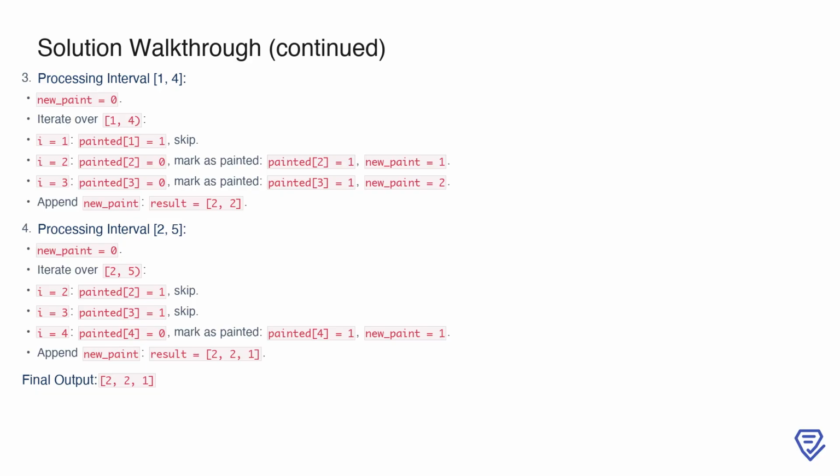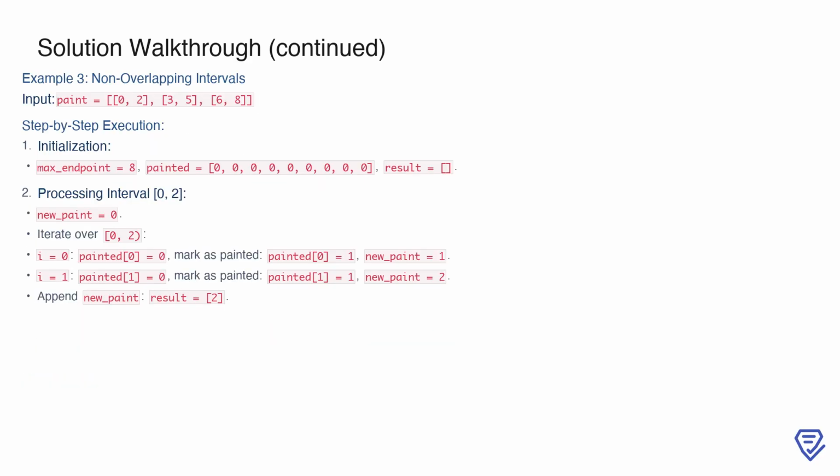Finally, for the third interval, 2, 5, we iterate over indices 2, 3, and 4. Indices 2 and 3 are already painted, so we skip them. Index 4 is unpainted, so we mark it as painted and increment new_paint to 1. After appending new_paint to result, the final output for this example is 2, 2, 1.